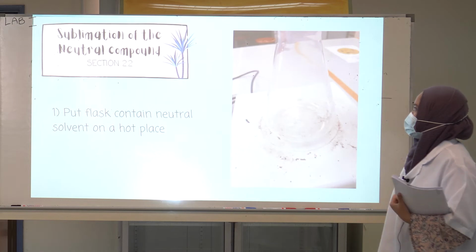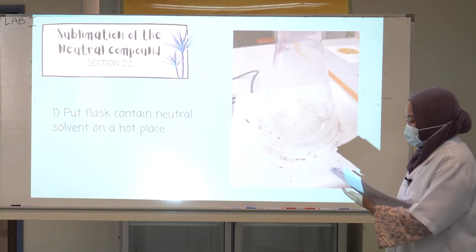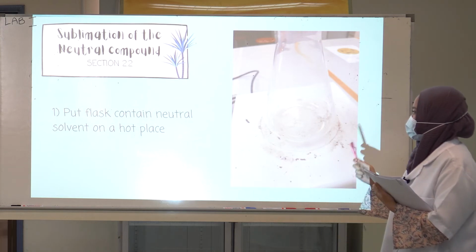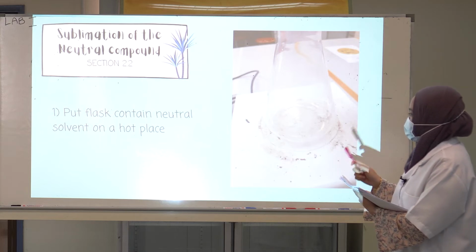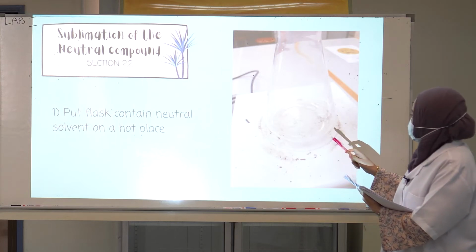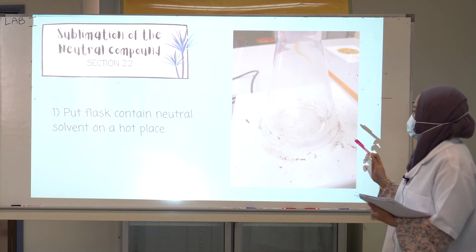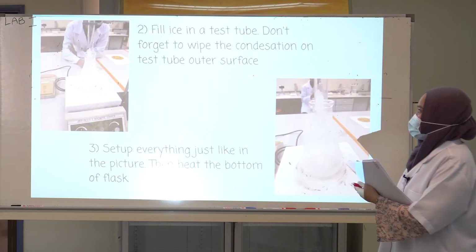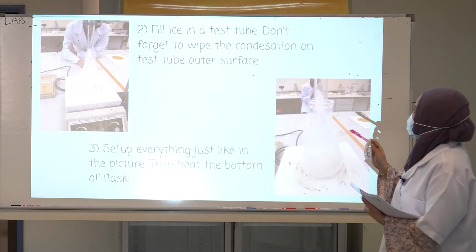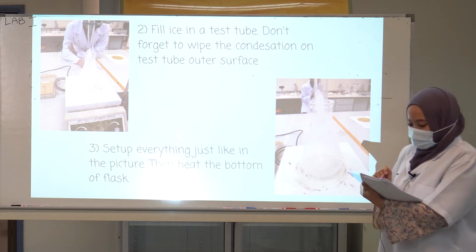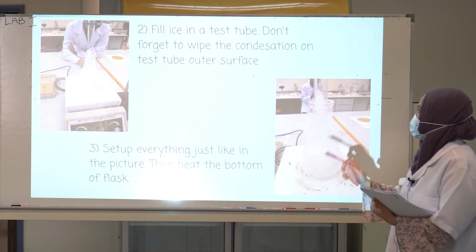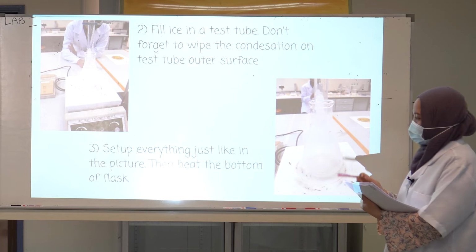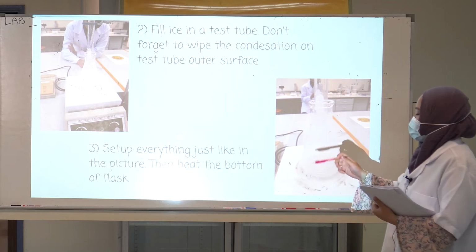Next is sublimation of the neutral compound. First step is to put the flask containing the neutral solvent on a hot plate. Make sure that the solvent is from experiment part 1. The second step is to fill ice in a test tube, and don't forget to wipe the condensation on the test tube's outer surface. This is to avoid errors during the experiment.